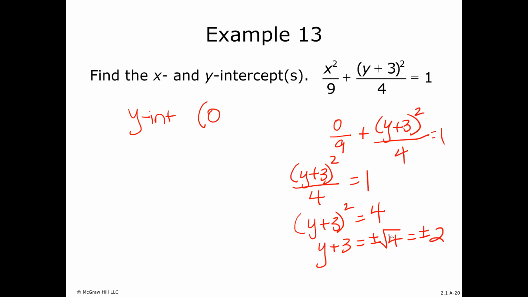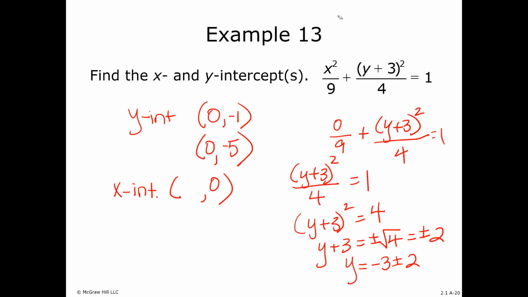And so that's going to mean that y is equal to negative 3 plus or minus 2. So that means there are two y-intercepts. Negative 3 plus 2 is negative 1, and negative 3 minus 2 is negative 5. So it's going to cross the axis at those two places.